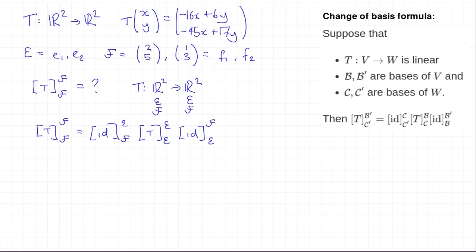What we're going to do is compute the matrix on the left-hand side of that equality by working out the three matrices on the right-hand side of the equality and multiplying them together. So we'll begin with the easiest one, which is the matrix of T with respect to initial basis E and final basis E.